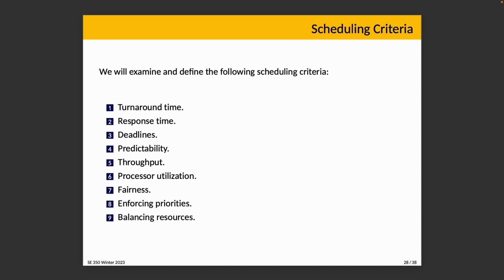Number 3, deadlines. This is much more of a concern for real-time systems that have hard wall clock deadlines. If I'm watching a movie on a physical Blu-ray disc, the player needs to read the data from the disk, decrypt it and decode it, and display it to the screen within a certain period of time. Otherwise, the quality of the video is degraded.